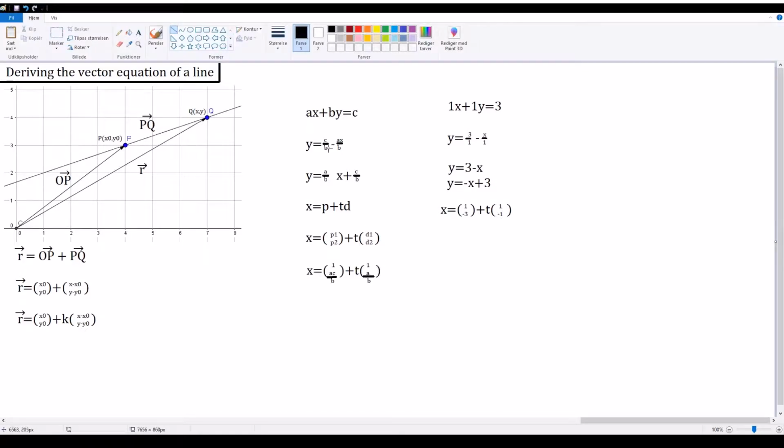So lastly, we have how you would convert the vector equation into the standard equation of a line. So here we have a standard equation of a line. To make it easier on ourselves, we're going to turn that into the slope-intercept equation of a line, as you can see here. And here we have the vector equation of a line, and we turn that into the vector equation of a line the same way as we see it here.